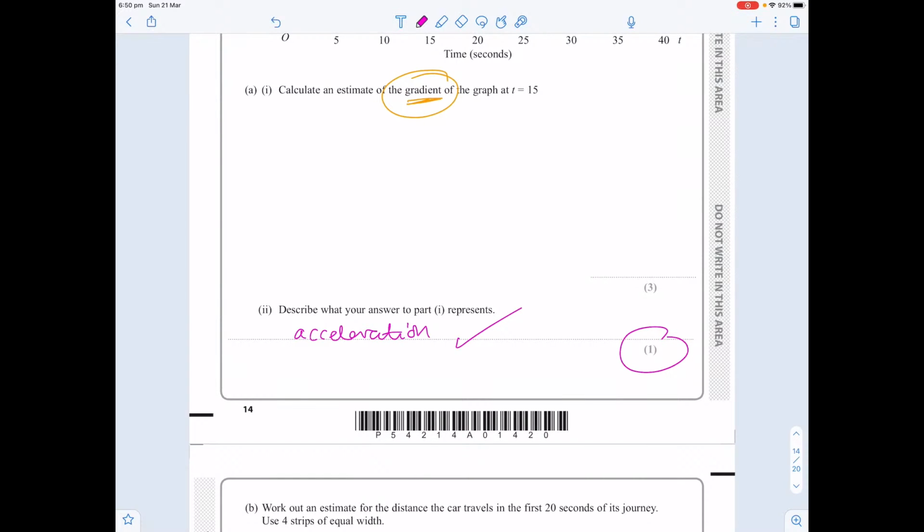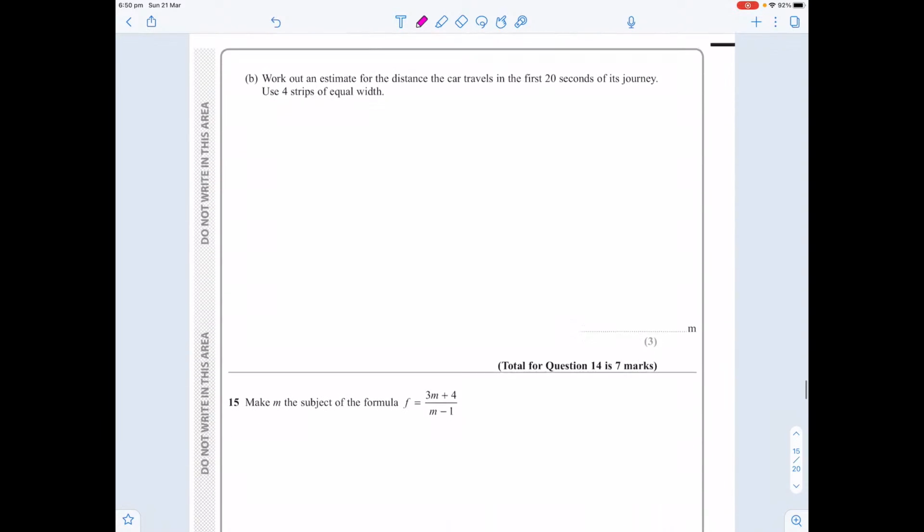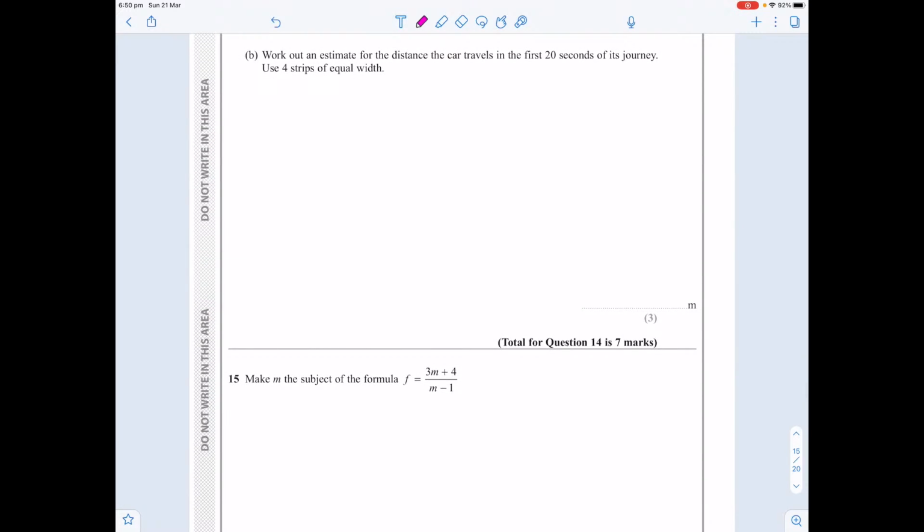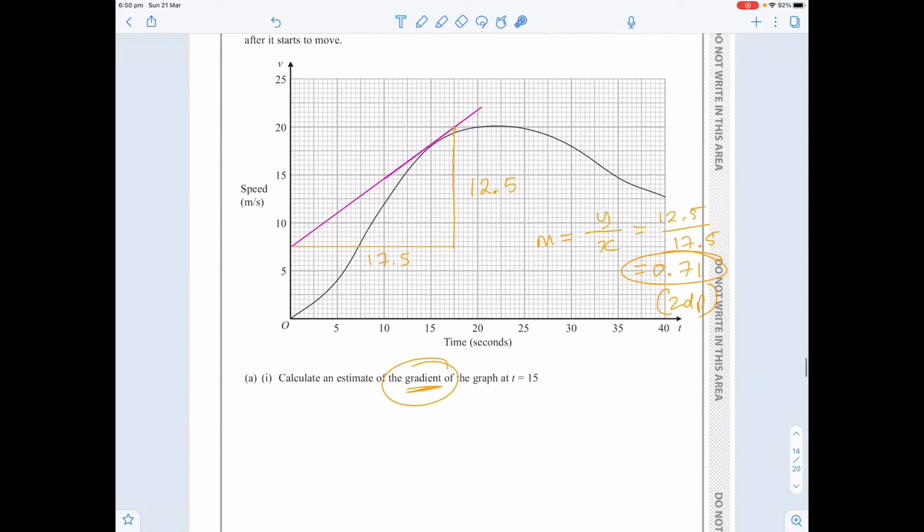Okay. Right. If we continue, part B, it says work out an estimate for the distance the car travels in the first 20 seconds of its journey. Use 4 equal strips. So this is very, very important here: 4 equal strips to calculate this. So if we go back to our graph, now I'm going to rub off everything else because this is just going to get in the way. So let's get rid of all of that.